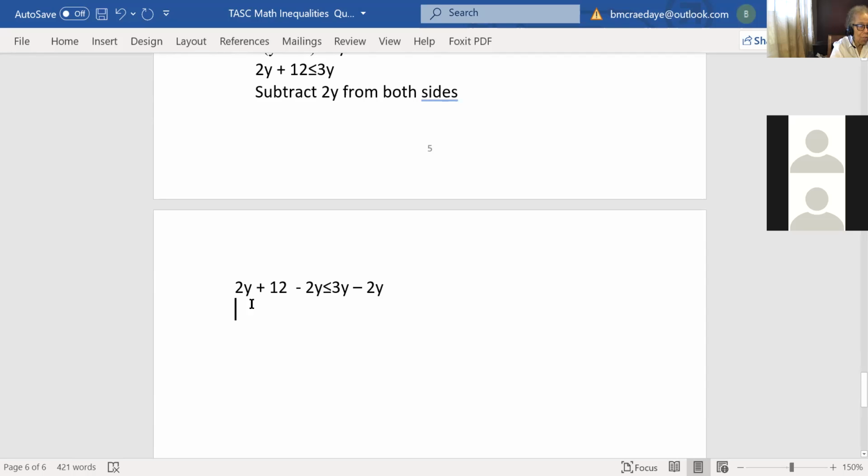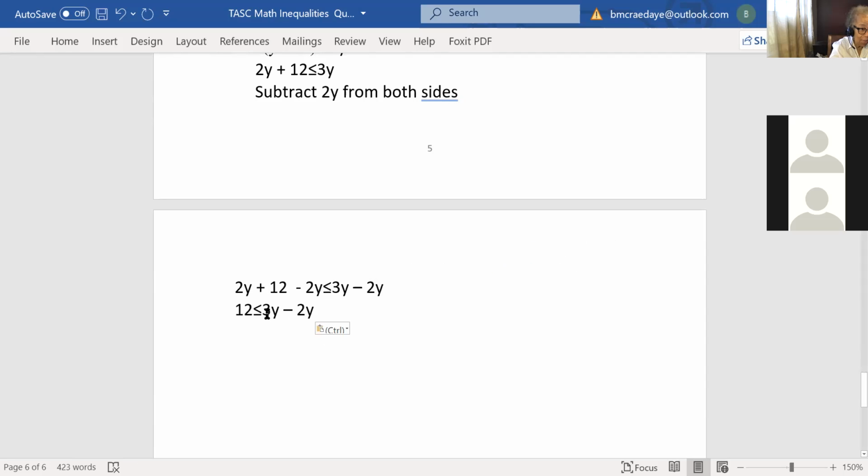If you subtract 2y, 2y plus 12 minus 2y, what do I get left on the left side? You get 0. You just get 12. Yes, that's right. 0 plus 12 is 12. Now let's just copy this. What's 3y minus 2y? 1y.